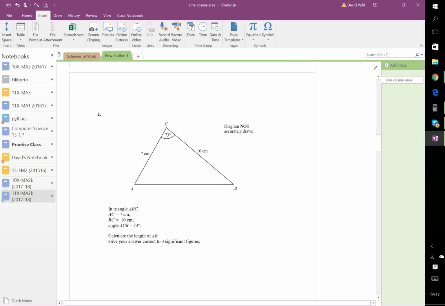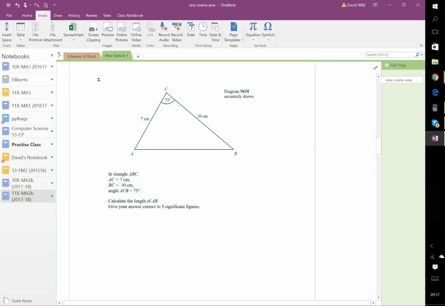Question 2. Now the triangle, calculate the length of AB. So again, notice we do not have an angle. We have the angle, but we don't have the angle and an opposite side, so we must use the cosine rule. So here, AB, this side, squared equals 7 squared plus 10 squared, so the squares of the other two sides, minus 2 times 7 times 10 times the cosine of the angle between them, 73 degrees.